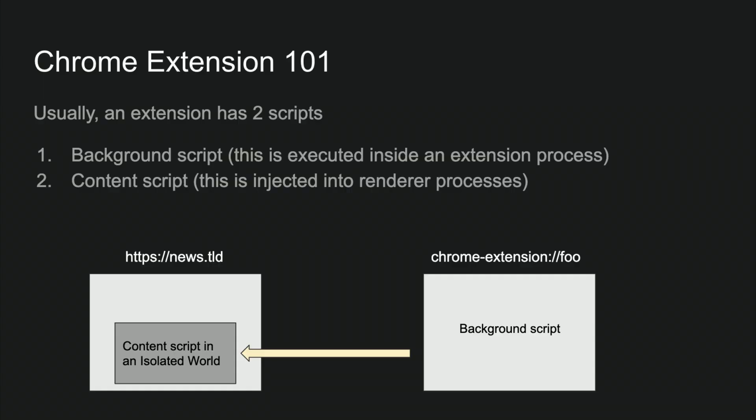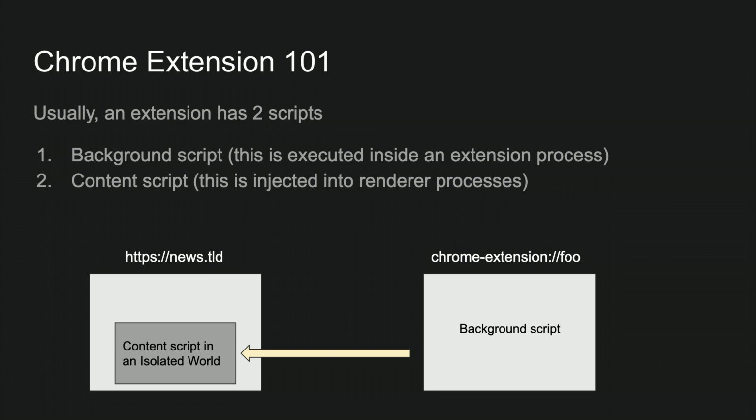So to explain about Chrome extensions, basically an extension usually has two things: a background script and a content script. The background script runs in the extension process, and the content script is injected into the render process. Because like an ad blocker, for example, needs to block ads on each page, so it needs to inject a script to block all ads.